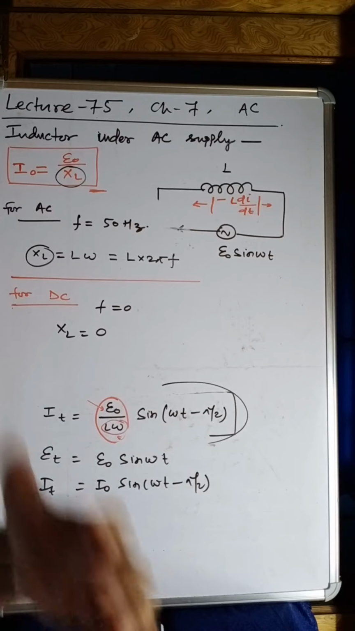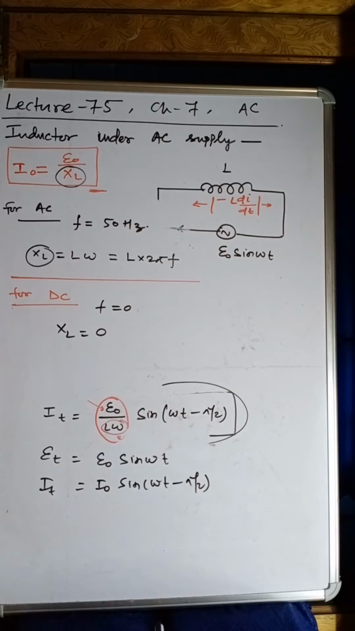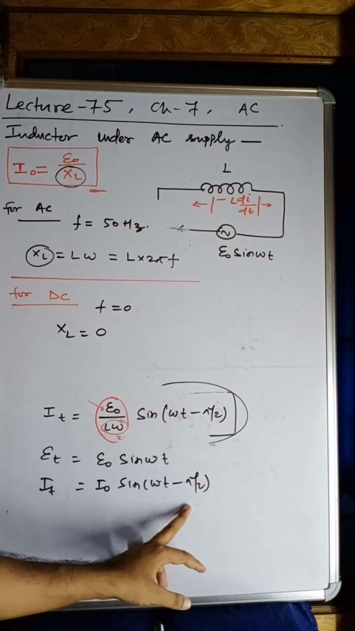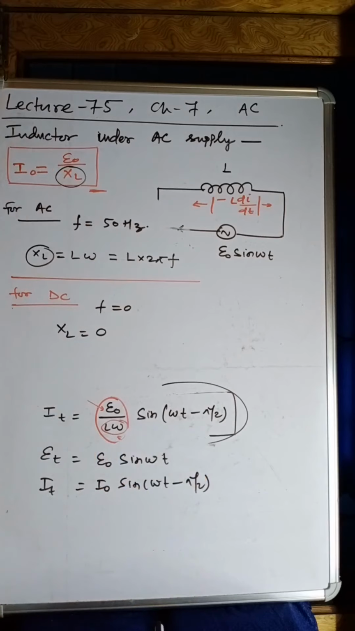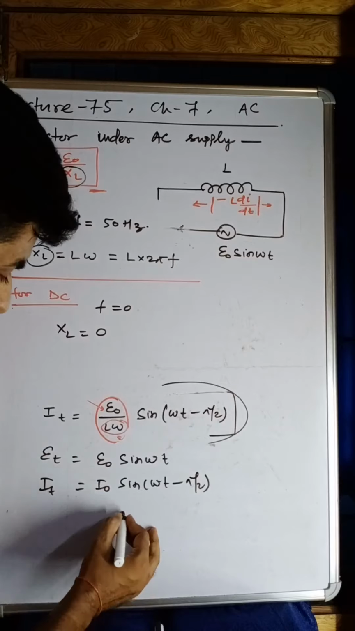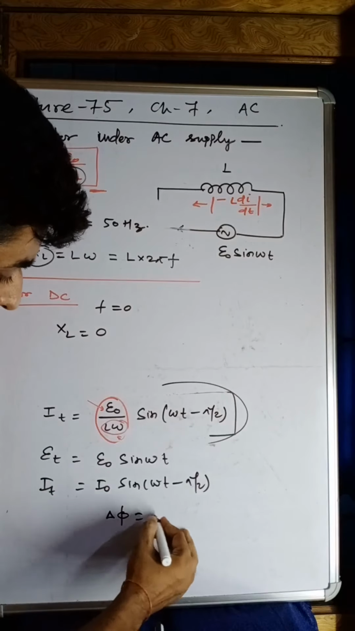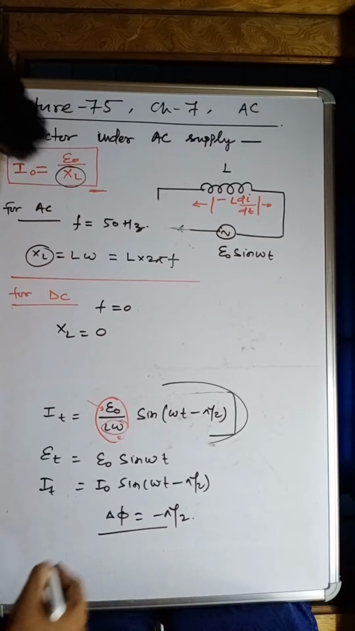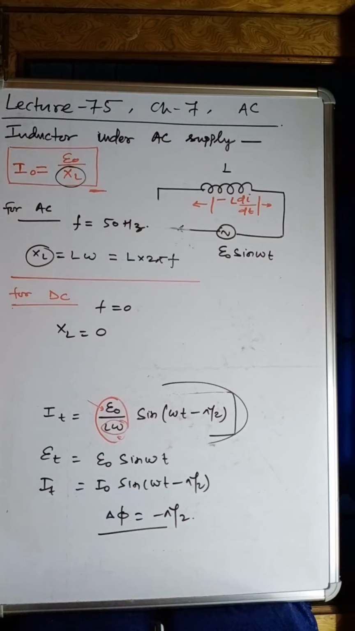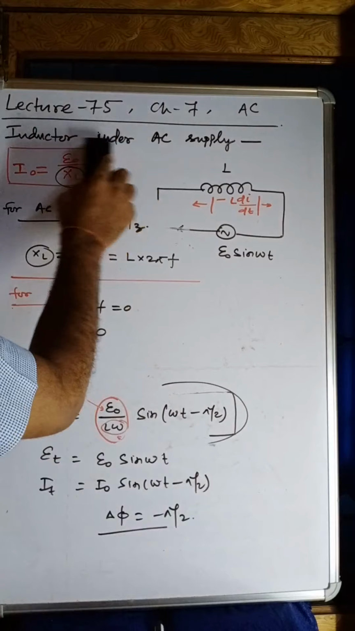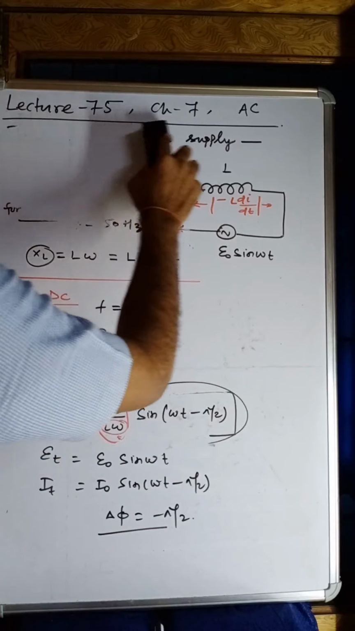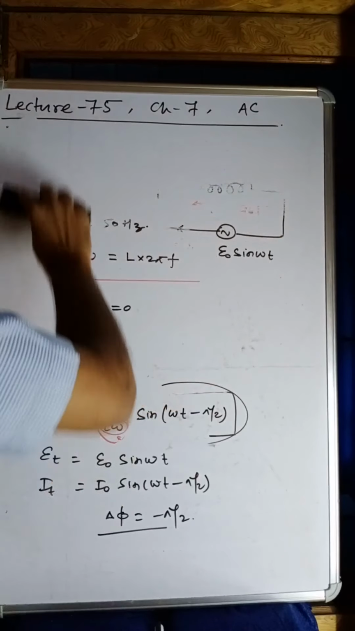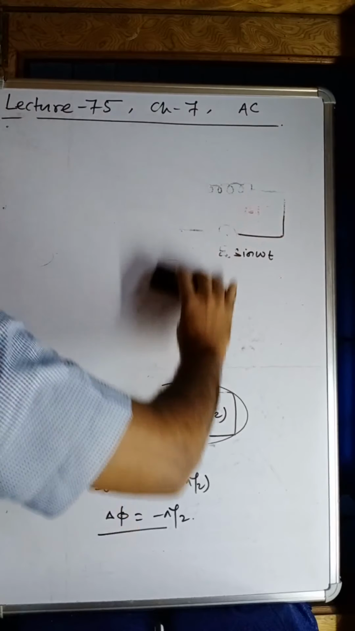If in your examination the question asks you to prove that current lags by pi by 2 with the voltage in an inductive circuit, then you can prove it using this calculation. This is not very difficult. Here the phase difference you can write as minus pi by 2. This is the phase difference. I don't think I need to explain the phase difference in much detail now.